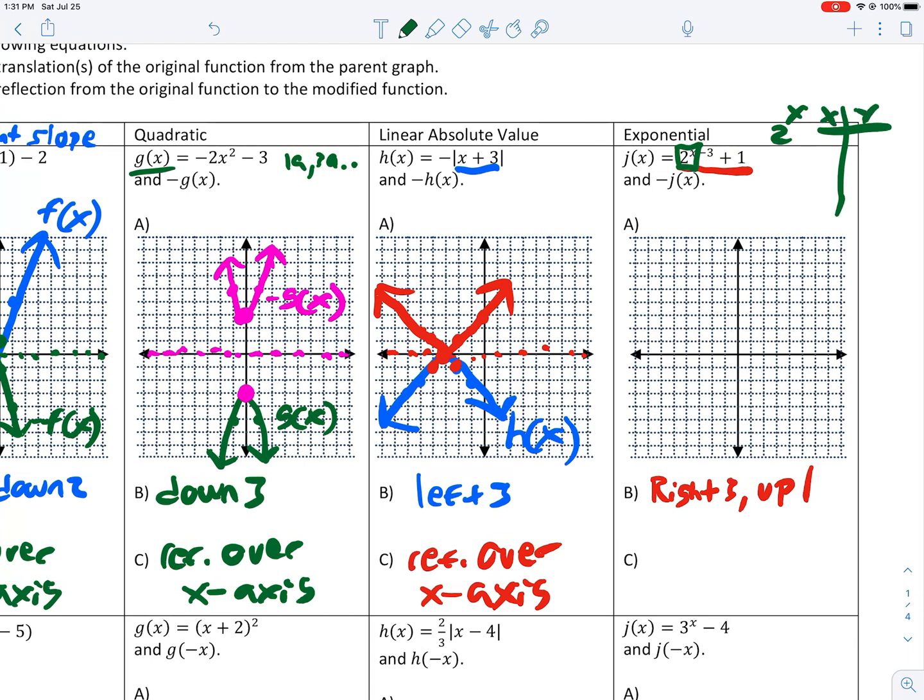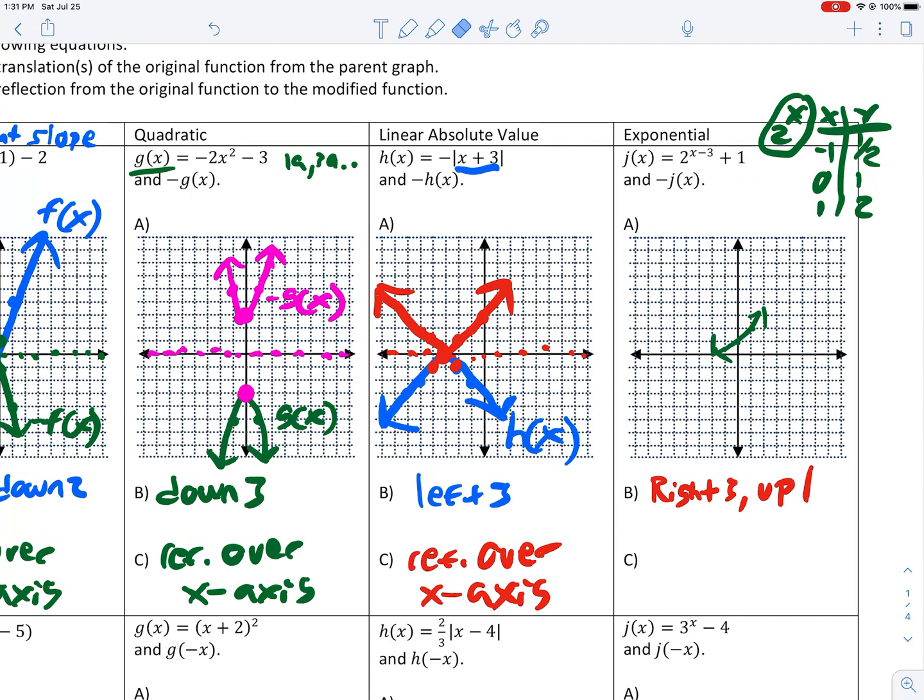Remember, we've done this before a couple times already, right? We're going to make a quick little table for 2 to the x, the parent function. So you get 1/2, you get 1, you get 2. So I'm going to lightly plot those points. So -1 here, here, and here, right? So that is the parent function, right? 2 to the x. We've graphed this before earlier in the unit.